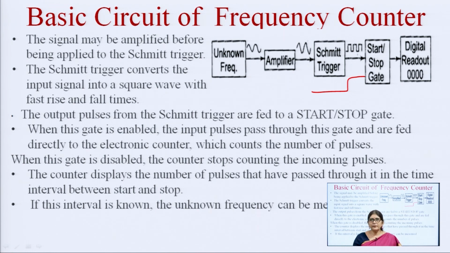So, there are important functional blocks. One is the Schmitt trigger, which is a very important block, then the start stop gate, and then the AND gate, the counter, and the digital display unit.